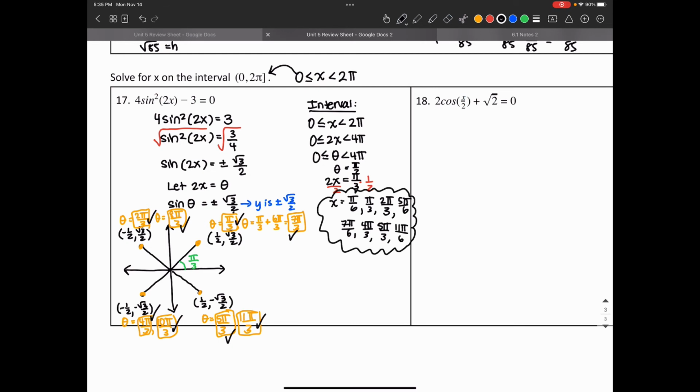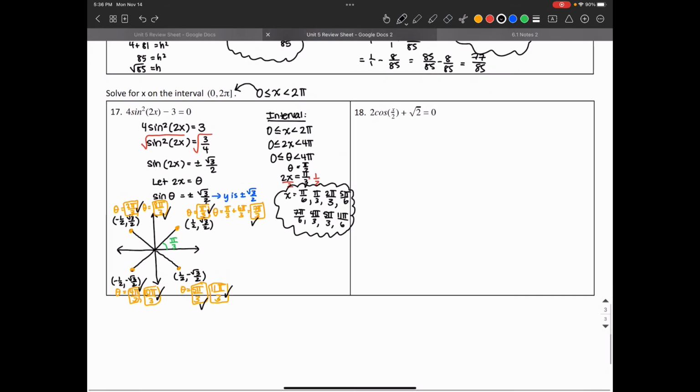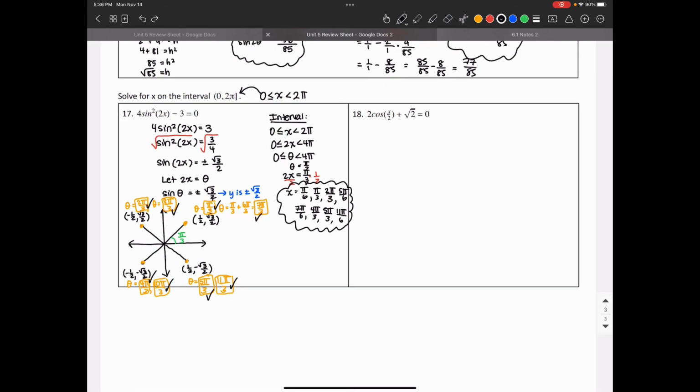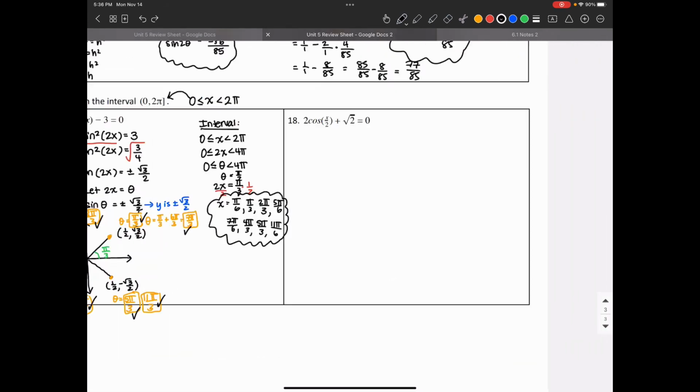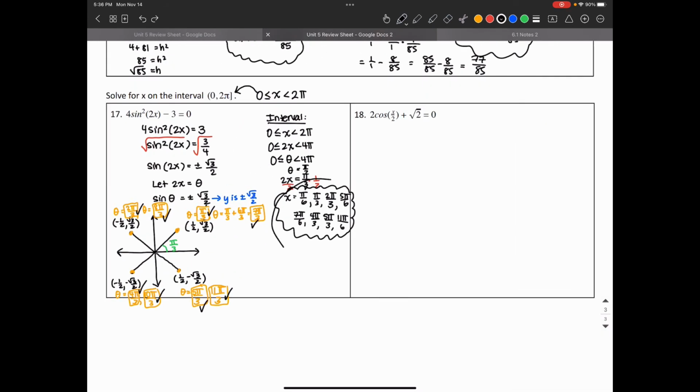And they should all fit in between 0 and 2 pi, because these are my answers for x. 11 pi over 6 is less than 2 pi. So this works. I did all of them in order from least to greatest. For 18, notice that I have twice as many answers as I would have had if this was just x by itself inside.